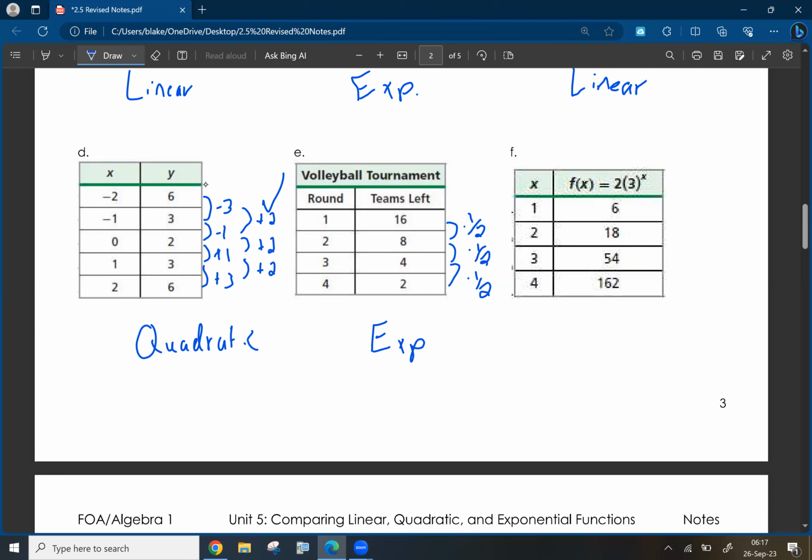And then finally, table F, you can see 6 to 18, 18 to 54, 54 to 162. Big jumps there, which makes me think of multiplication. And yes, indeed it is. 6 times 3 is 18. 18 times 3 is 54. 54 times 3 is 162. This one's multiplying by 3, which makes this one also exponential.